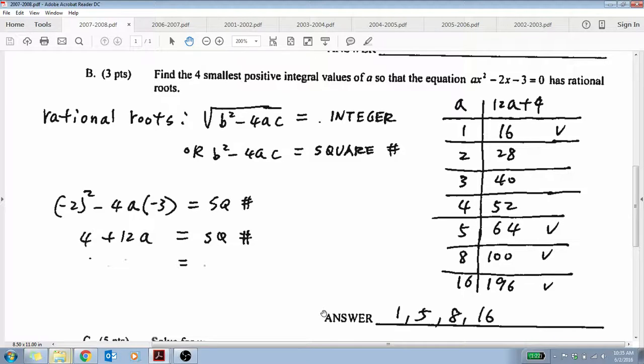The discriminant, remember, is based off the quadratic formula. Quadratic formula is x equals negative b plus or minus square root of b squared minus 4ac all over 2a. The discriminant is just simply the part underneath the square root. So the b squared minus 4ac, the part under the square root, is going to be your discriminant.